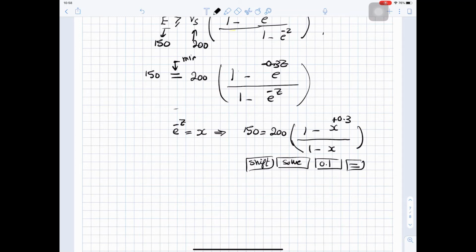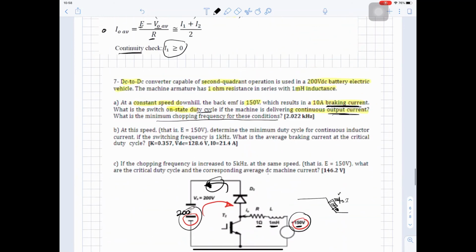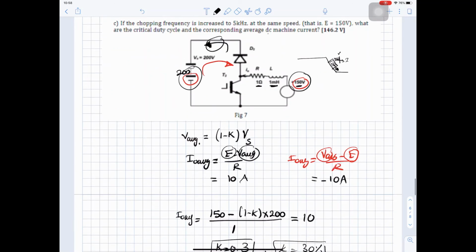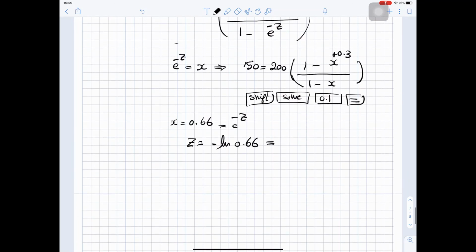Once you have X, you can get the value for Z, and the value for Z is a function of R and L and frequency. So X will be 0.66, which is e to the power negative Z. So Z equals negative ln 0.66. Z is TR over L.